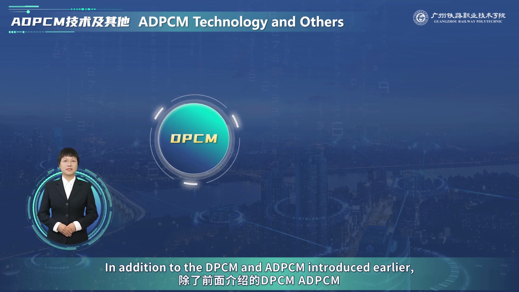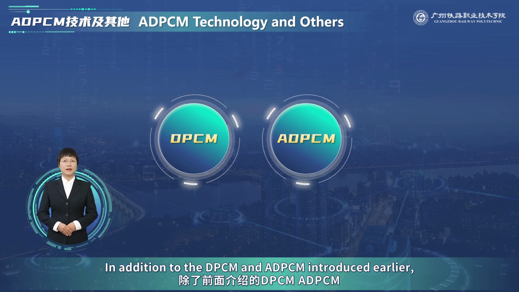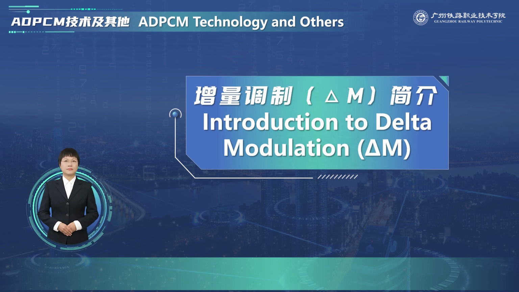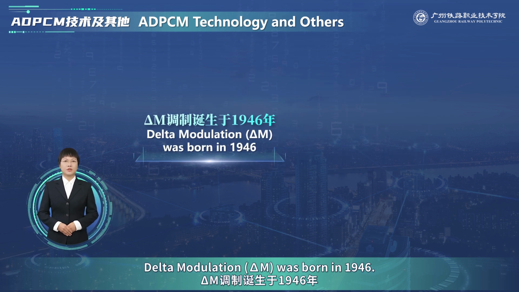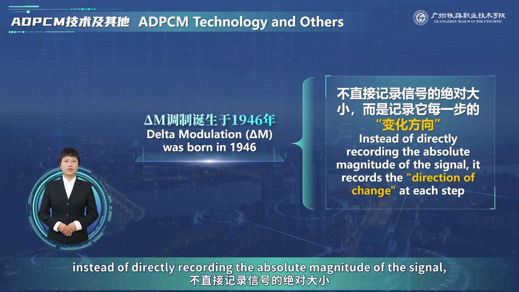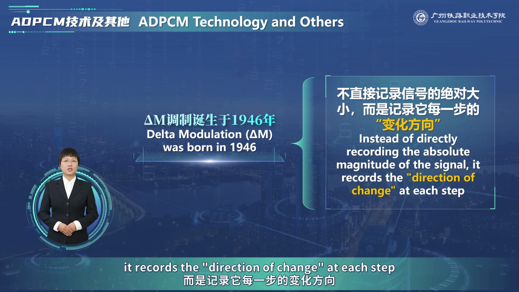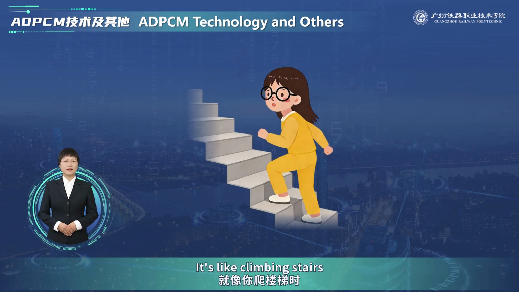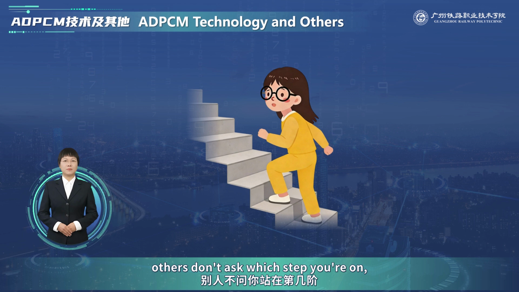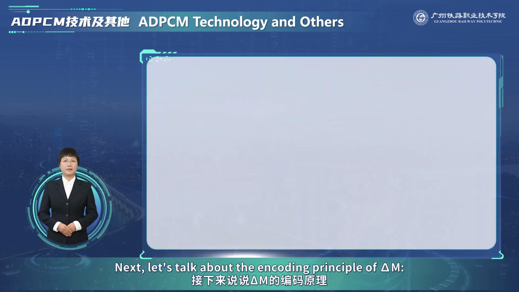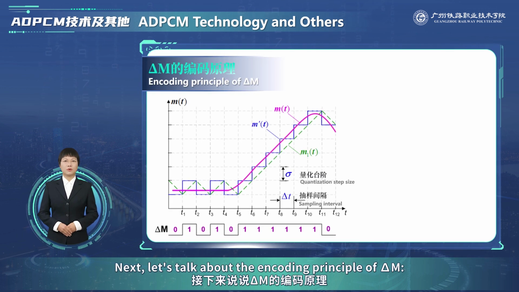In addition to the DPCM and ADPCM introduced earlier, there is also delta modulation. Delta M can be considered the simplest form of DPCM. Delta modulation was born in 1946. Its core idea is, instead of directly recording the absolute magnitude of the signal, it records the direction of change at each step, e.g., increasing or decreasing. It's like climbing stairs. Others don't ask which step you are on, only whether you are going up or down with this step. Next, let's talk about the encoding principle of delta.